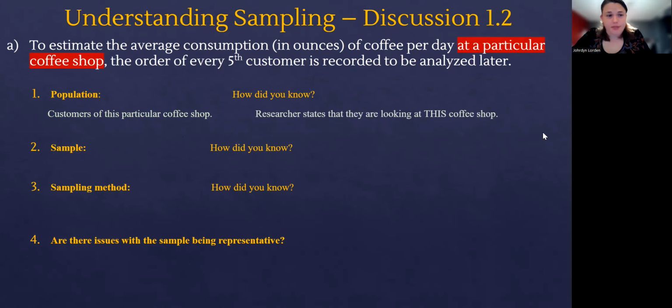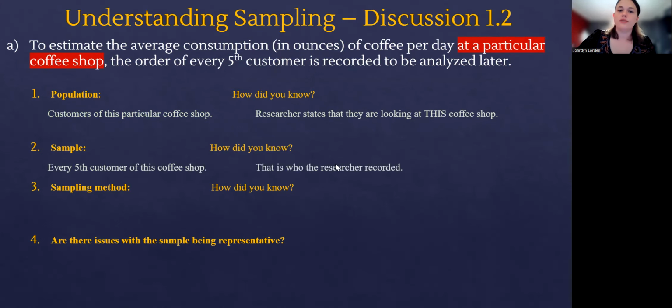What's the sample for this problem? Every fifth customer at the coffee shop. So that is who the researcher recorded, right? The order of every fifth customer is recorded.